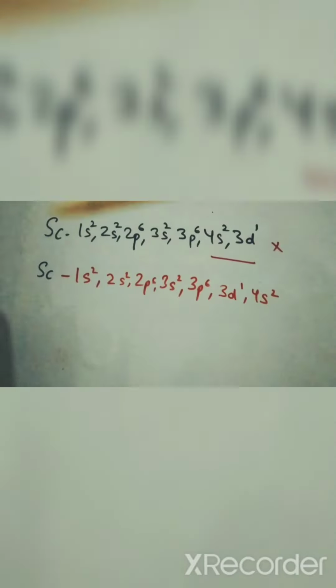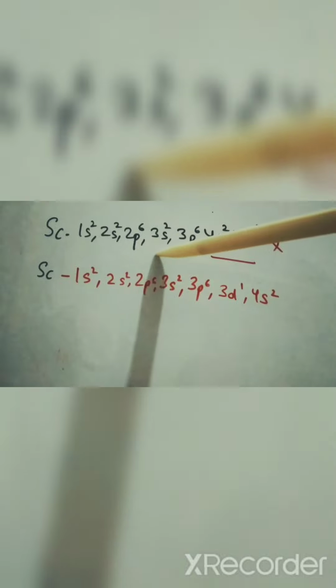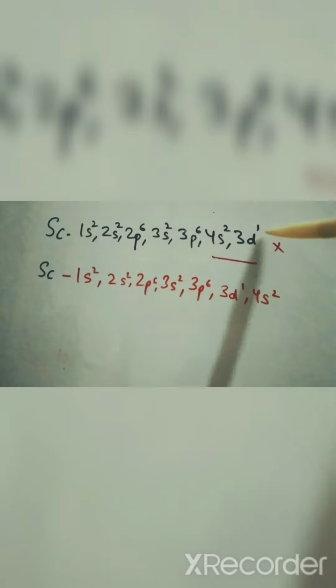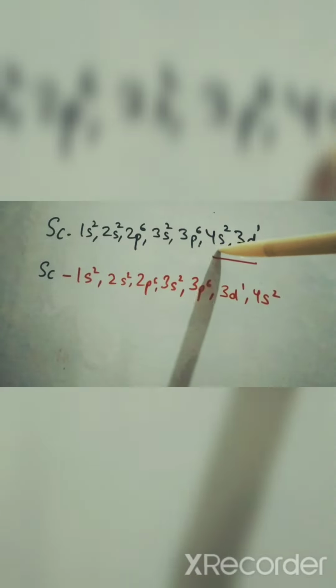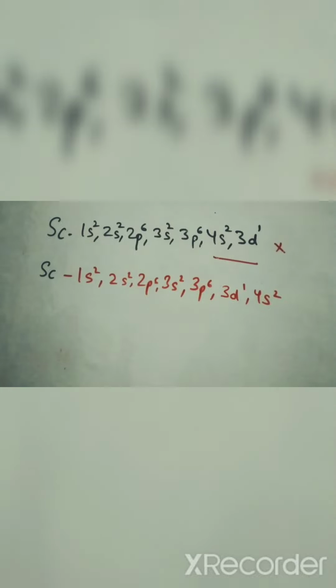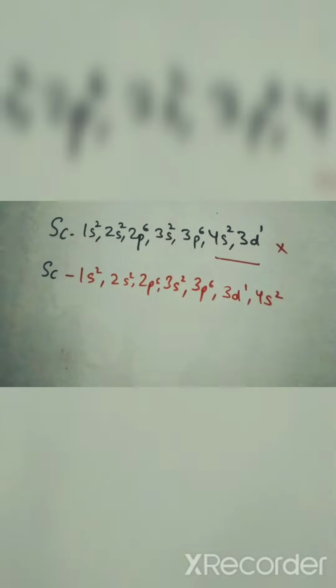Now if you will see for scandium, if we will write in that format, then we will write 1s2, 2s2, 2p6, 3s2, 3p6, 4s2, 3d1. But this is wrong. So we will swap 3d with 4s but with the same electrons. So ultimately the electronic configuration will be 1s2, 2s2, 2p6, 3s2, 3p6, 3d1, 4s2.